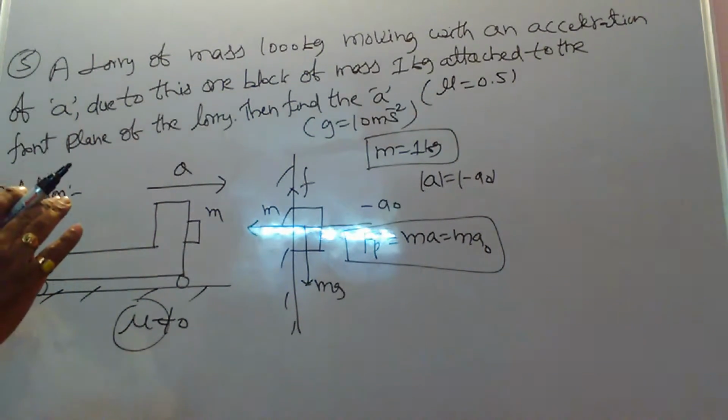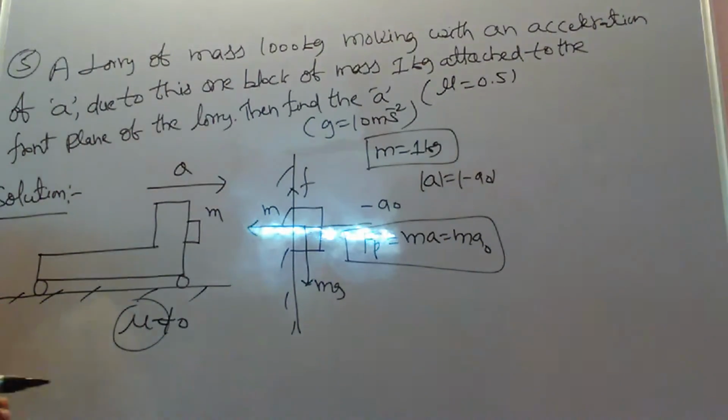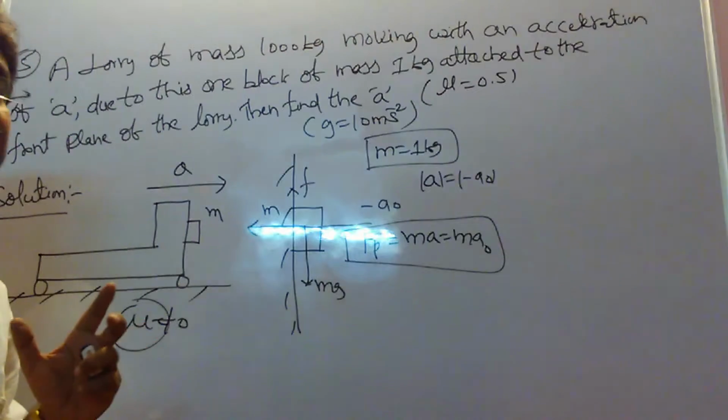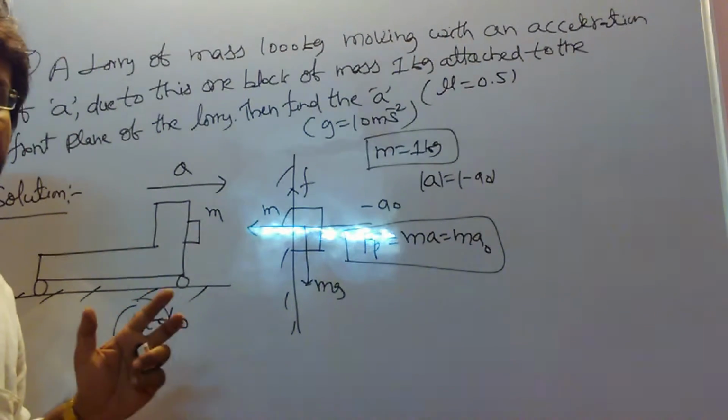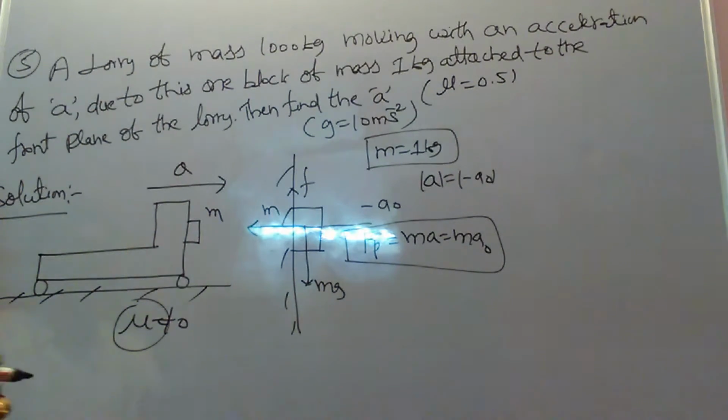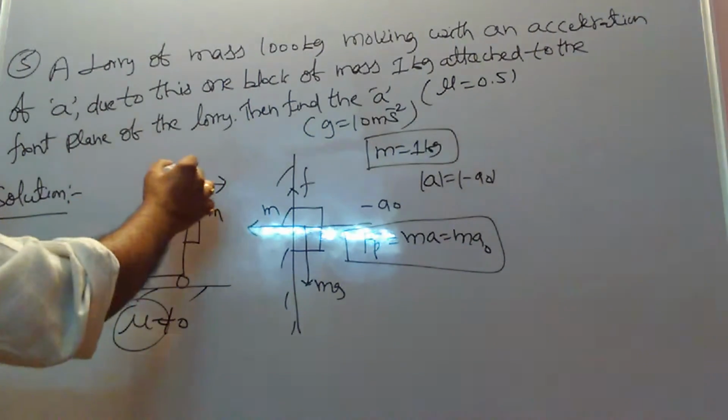If I had told you mu s, that belongs to coefficient of static friction. If I had told you mu k, coefficient of kinetic friction. I have not told anything, I just said mu. So that belongs to the coefficient of friction, which I am taking as 0.5. Okay. So your lorry is moving with some acceleration a.